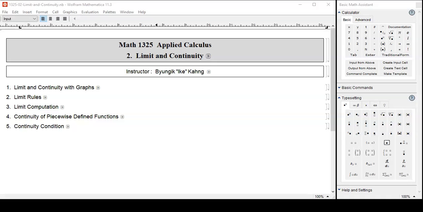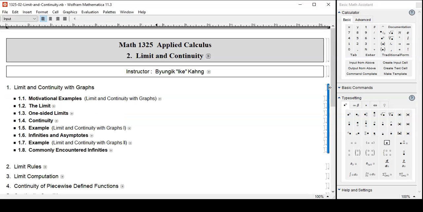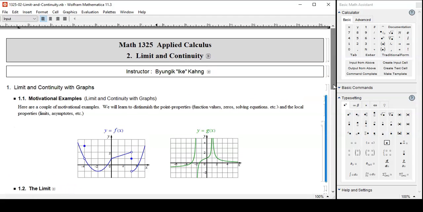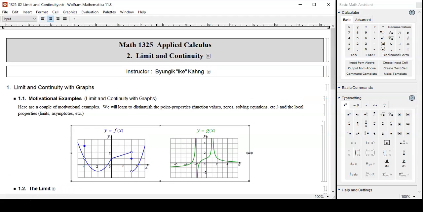Hello, Maths 1325 students. Let's finally begin calculus. And calculus begins from limit and continuity. What is limit and what is continuity? That's the topic here. And let's begin with a motivational example here.